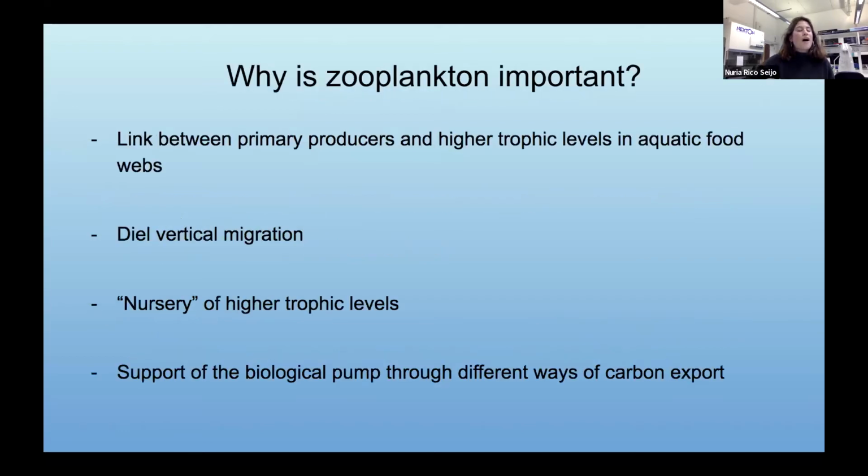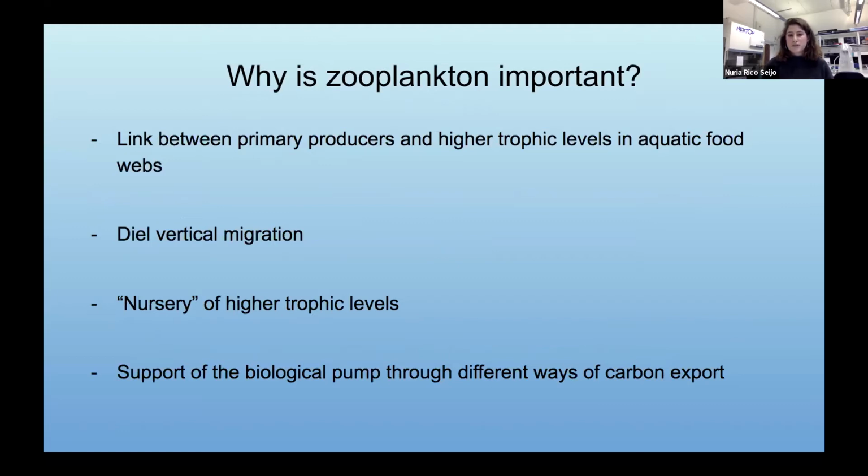So why is zooplankton important? Well, they are the link between the primary producers, in our case phytoplankton, and higher trophic levels in the aquatic food web. For higher trophic levels, we could put as an example the big blue whale. Also, they participate in one of the biggest migrations in the world, and it happens every day during sunset and sunrise, and that's the diel vertical migration.